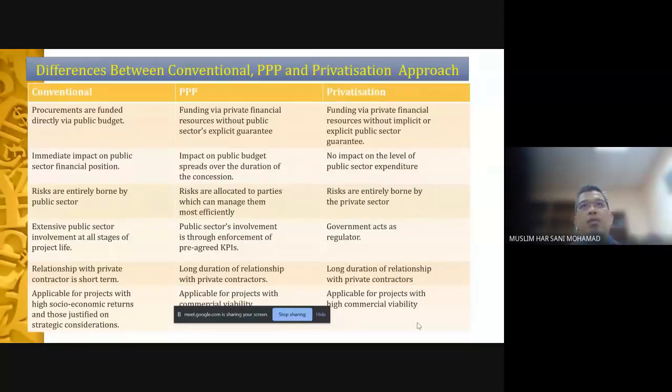It's quite difficult to justify hospitals under other platforms, particularly privatization, because of the importance to socio-economic development. And conventional is also traditional, so traditionally that is the procurement process. So PPP is basically a continuation to improve the procurement process, so that more projects can be developed with PPP.